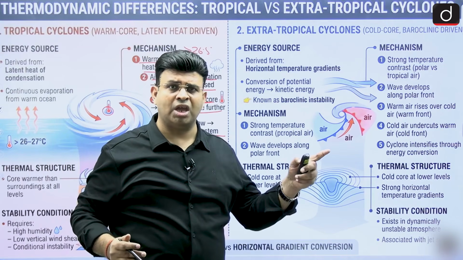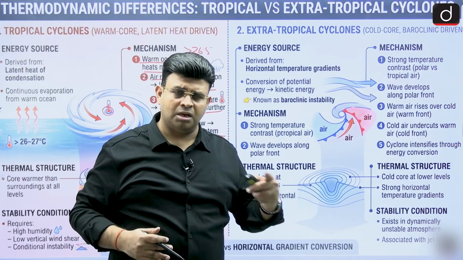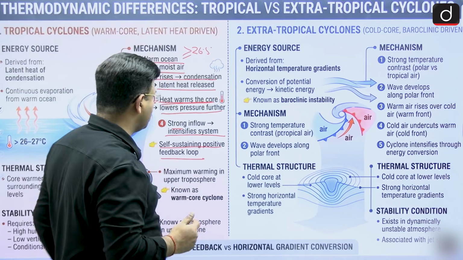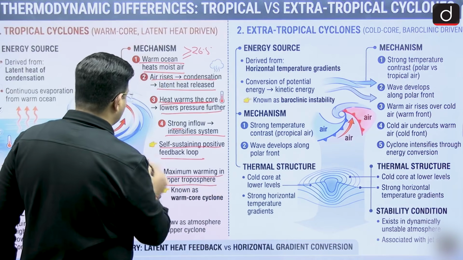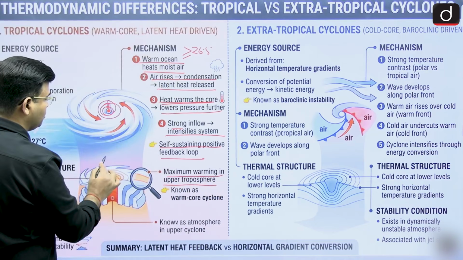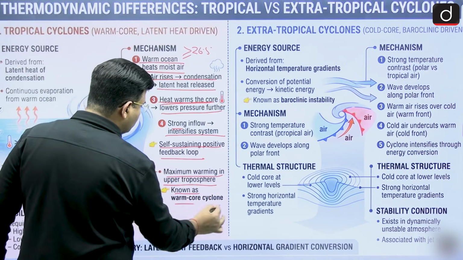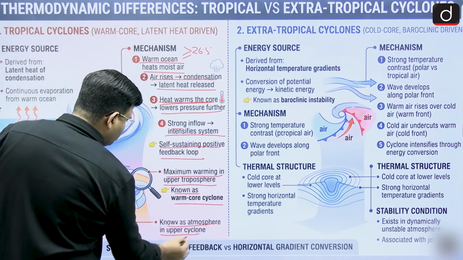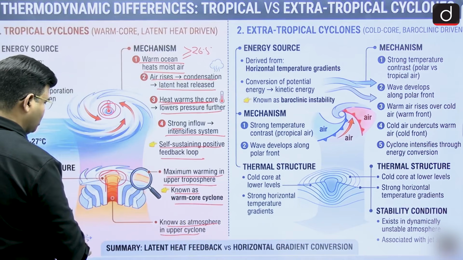If it reaches any land part, there is no supply of warm water from below, and then the death of the cyclone can occur. Here you can see maximum warming in the upper troposphere. In this region there is maximum warming, known as the warm core of the cyclone, and this is a kind of upper cyclone structure.